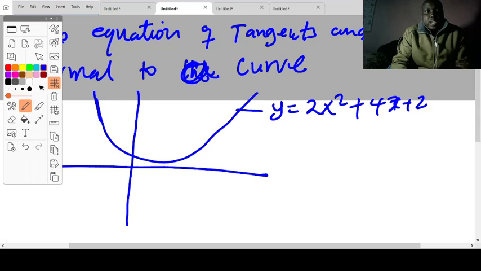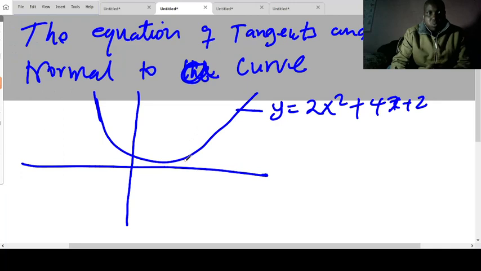Now this is where I was talking about the relationship between form 2 work and the form 4 work. You are going to see how we apply the knowledge in the first video. Here, I want to draw a tangent at any point. So if I take this one to be my point and draw a tangent there, a tangent is a straight line.